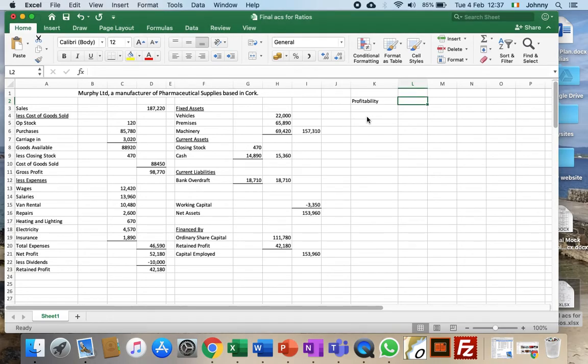Here, ratios for Leaving Cert Business. So under profitability, there are two questions that we're going to ask. The first question is, are we making enough profit? We'll have a sentence that we're going to have to come up with when we've done our calculations. The sentence would say something like, we are, or maybe we are not, making enough profit.